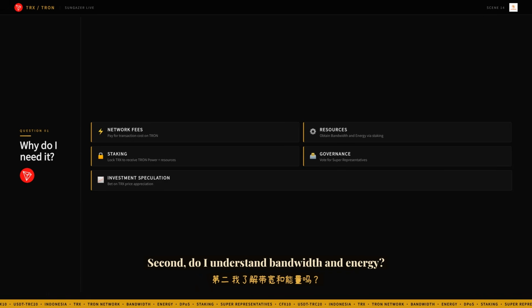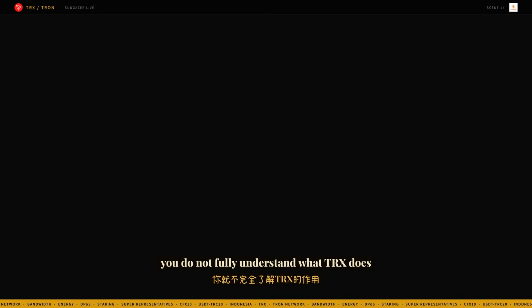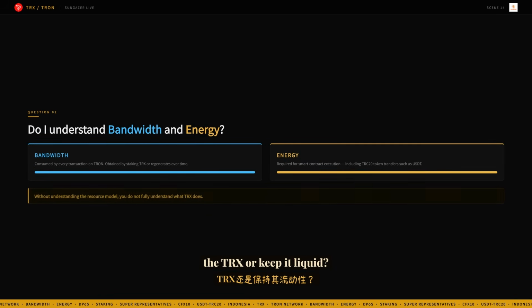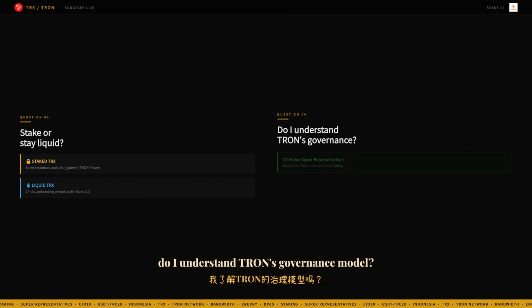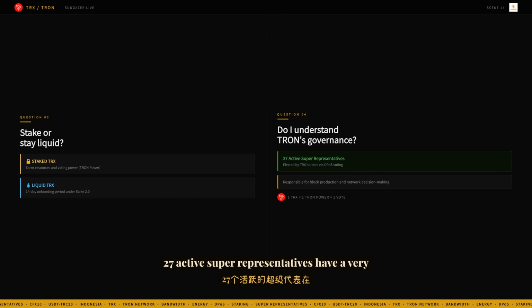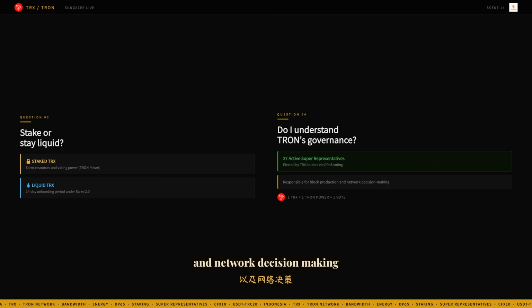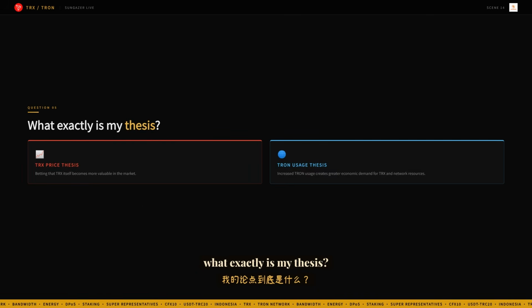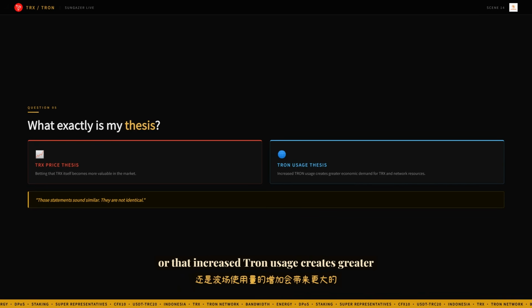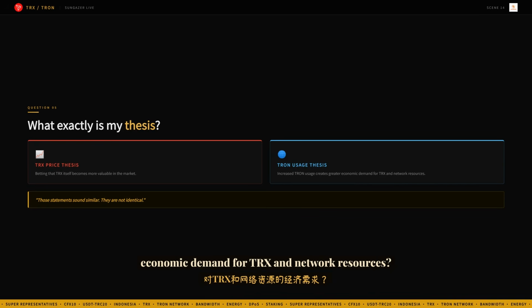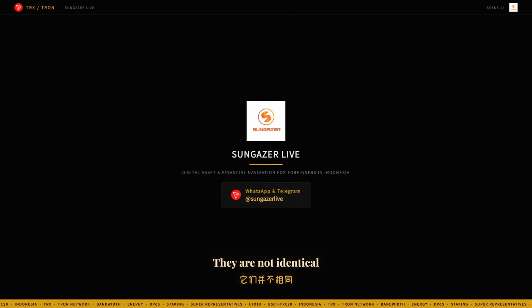Second, do I understand bandwidth and energy? Without understanding the resource model, you do not fully understand what TRX does. Third, do I want to stake the TRX or keep it liquid? Those choices have different consequences. Fourth, do I understand TRON's governance model? 27 active super representatives have a very important role in block production and network decision-making. And fifth, what exactly is my thesis? Am I betting that TRX itself becomes more valuable? Or that increased TRON usage creates greater economic demand for TRX and network resources? Those statements sound similar. They are not identical.